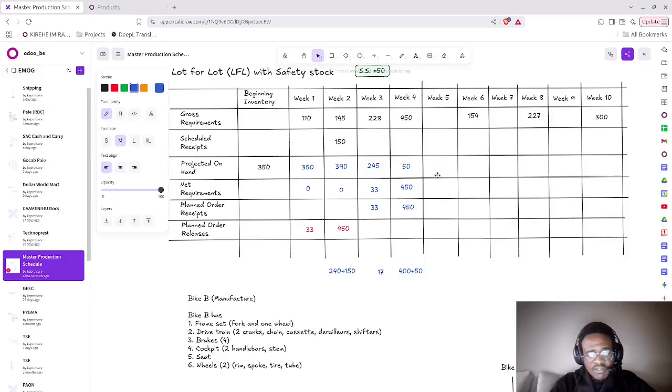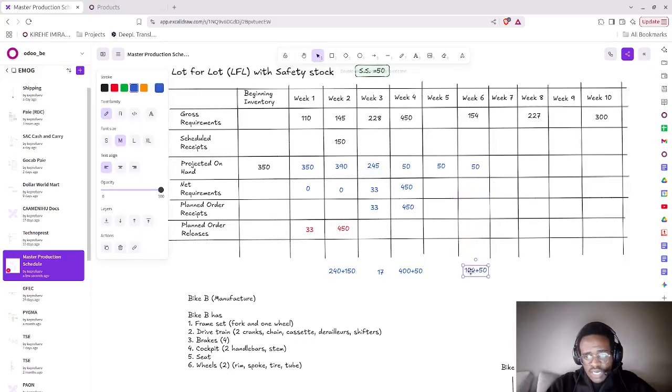So basically we have 50 bikes on hand. We have nil demand on week 5, and then we come to this week. We are carrying forward 50 bikes. So if we have 50 bikes and we have a demand of 154, it basically means that we have a net requirement of 104. This is lot for lot, but we want to always have our safety stock. I think by now you have gotten the concept. So we're not going to order 104 bikes, but we'll need to order 104 plus 50, the safety stock.